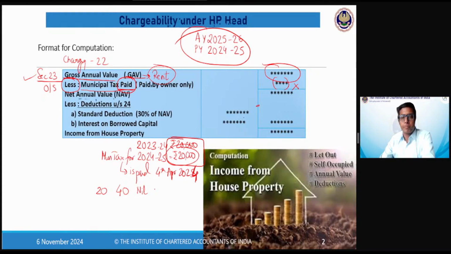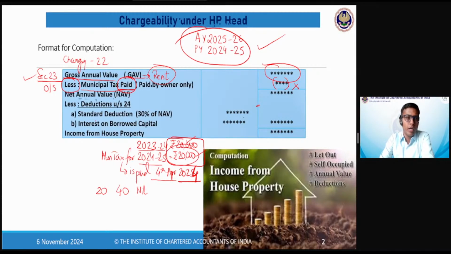So my question is, for the assessment year 25-26 relevant to the previous year 24-25, what will be my deduction if it is given that for 23-24 and 24-25 both taxes were 20,000 each, and both I have paid on 4th April 2024? So the answer is what? 20, 40, nil, or any other answer?